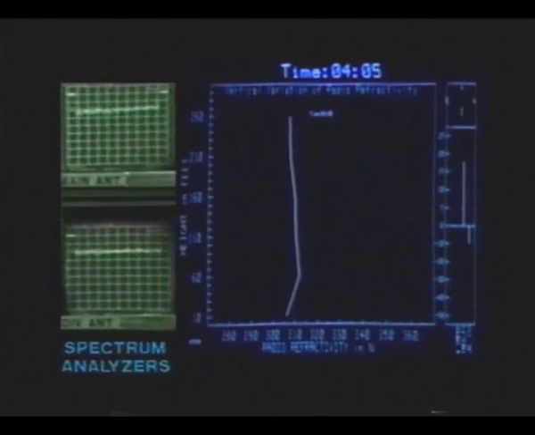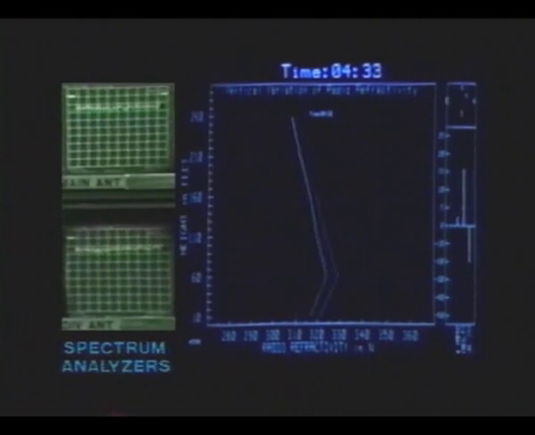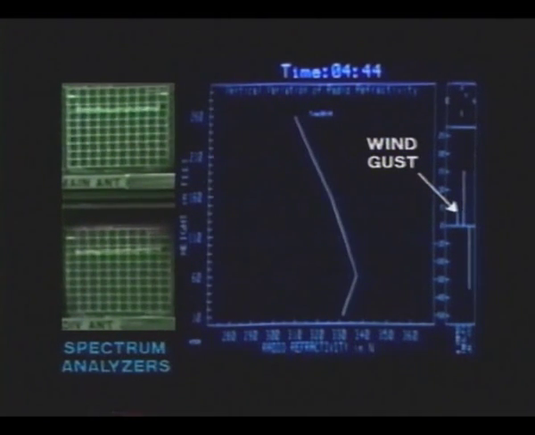Between 4 and 4:30, shifts in the refractive layers in the center of the path are causing 25 dB flat fades on both main and diversity receivers. The wind velocity remains at 0 miles per hour. From 4:30 to 5, the wind begins to gust and the humidity gradient builds sharply to 50%.